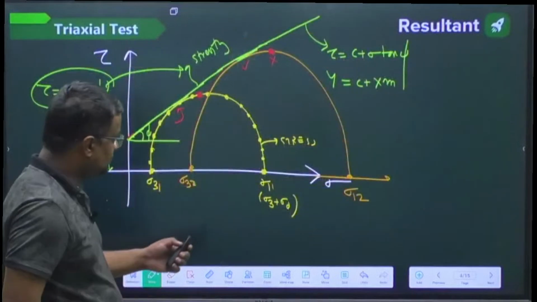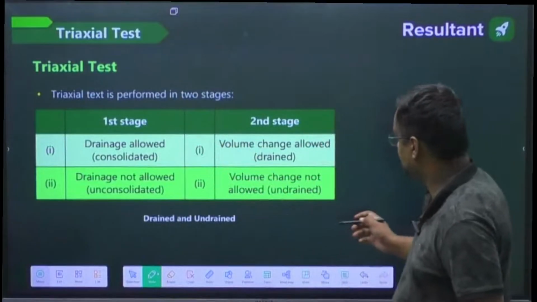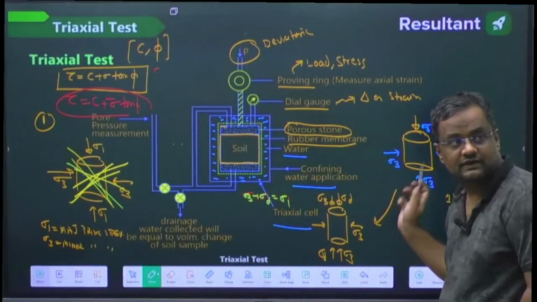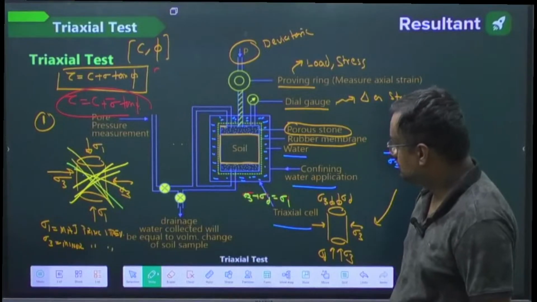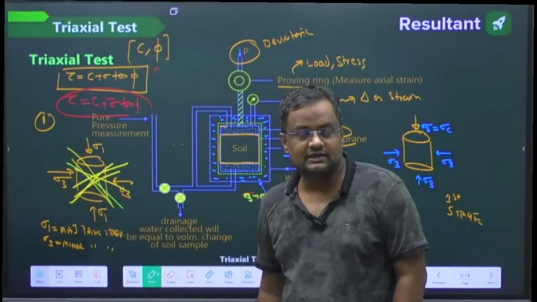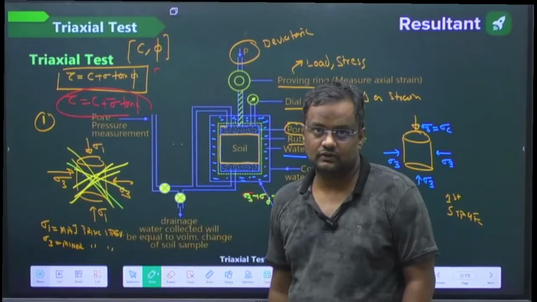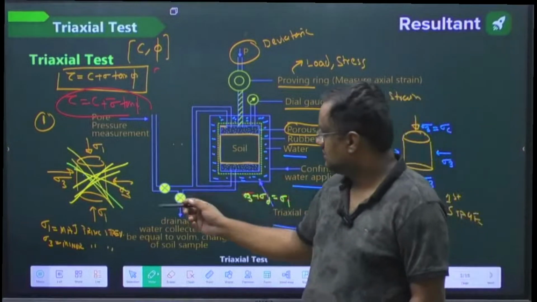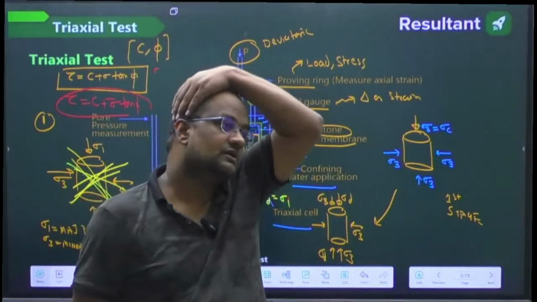Now, based on this, we have conditions. What is the first stage? When we are applying sigma 3 only. What is the second stage? When we are applying sigma 3 and sigma 1. Okay, this is the first stage when we are applying the sigma 3 only. In the second stage, when we apply deviator stress also, now it becomes sigma 1.